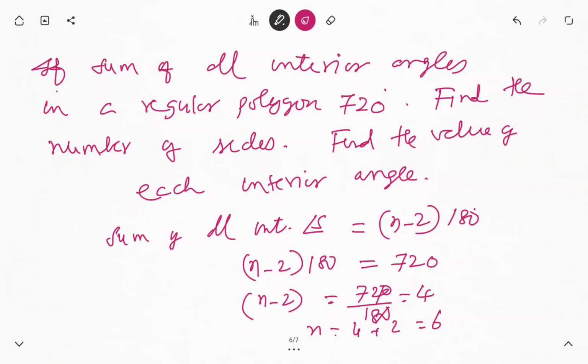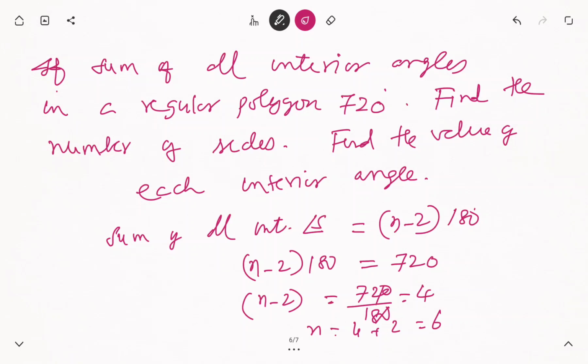Then sometimes they will ask, what will be the name for this figure? You have to tell it's a regular hexagon. Why? Because 6 is coming. If 5 comes, what do you tell? Pentagon. If 8 comes, what do you tell? Octagon. Like this. Okay, then it is a hexagon figure.